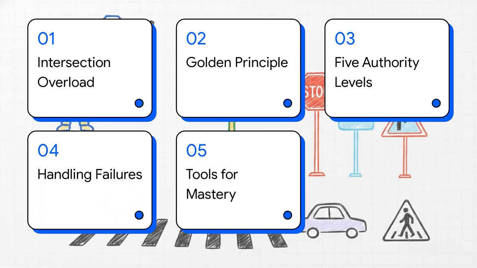Here's our quick roadmap for today. First, the intersection overload problem. Second, the golden priority principle. Third, the 5 authority levels. Fourth, handling failures and exceptions. And finally, some tools for intersection mastery. Let's get to it. Section 1.